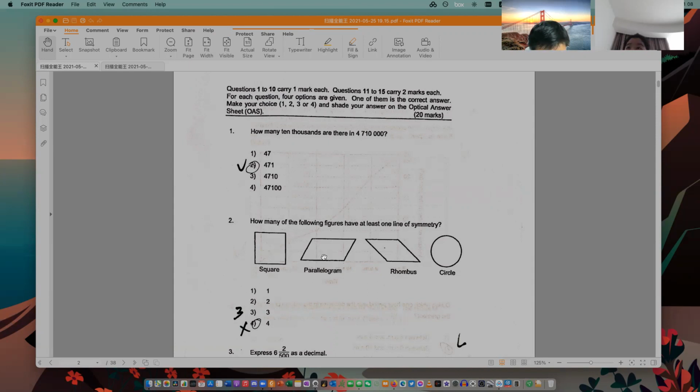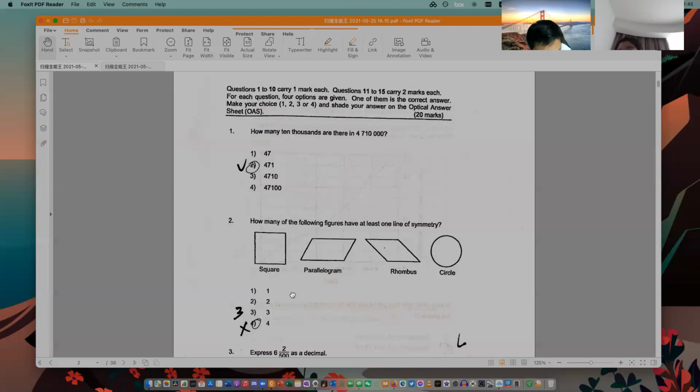Oh, I talked about the line of symmetry concept with Yusing on Saturday. Okay, so over here, square has more than one. Parallelogram, this particular parallelogram has no line of symmetry. The rhombus has 1, 2, more than one circle. So the answer should be 3, yes.